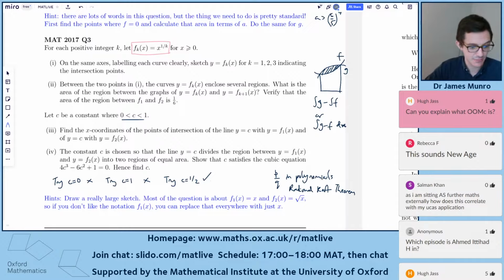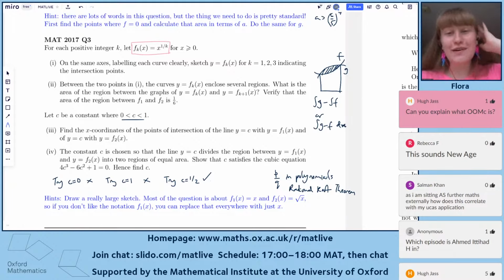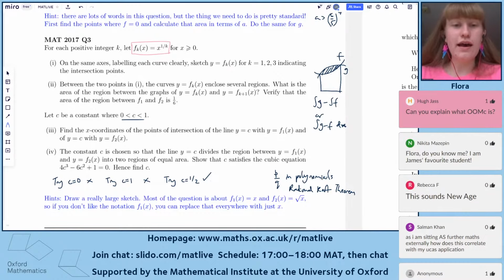But as far as I know, those are the only people using maths in a systematic way as part of their admissions process. Hugh would like to know what the Oxford Online Maths Club is. Do you want to say what it was? Yeah, I do. I really do. So OOMC, obviously someone's already typed, it stands for Oxford Online Maths Club.